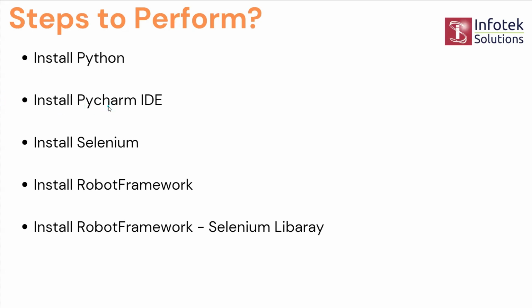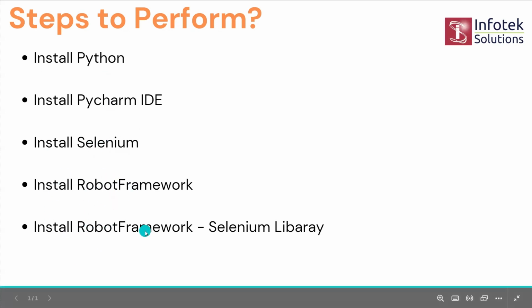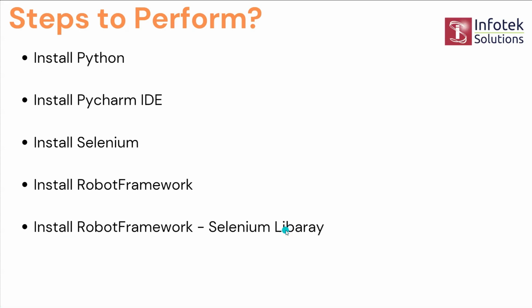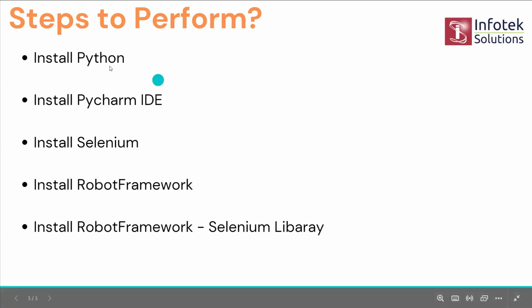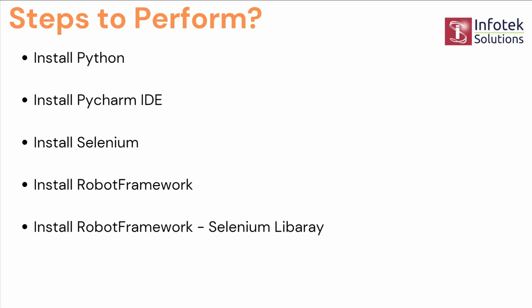That's a Python-based platform, while Eclipse is a Java based platform. Now again, you need to install Selenium the way you used to install before. You need to install Selenium here. You need to install Robot Framework, and at last you need to install Robot Framework with the Selenium library. So these few things you have to do. Now once the introduction is done, I'll help you with the installation process.